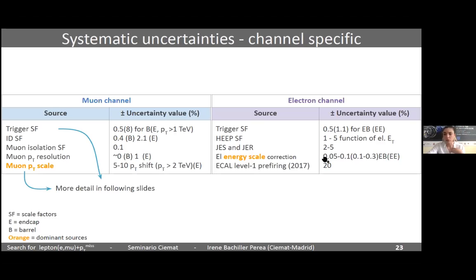These values are not comparable straight from one channel to the other. It's a bit different, but this correction is of the order of 1.5%, if I remember, and then the uncertainty of the correction is 5%, up to 10%. This is as a function of energy; it increases until 10%, and then it's slightly lower in the endcap.